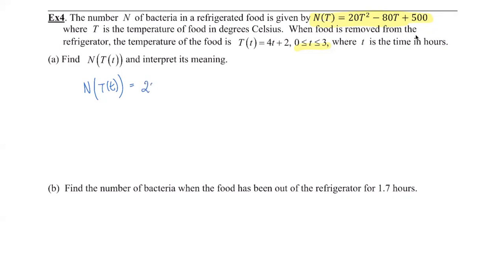So we say, oh yeah, 20 and then parentheses, square minus 80 and then parentheses again, and then plus 500. And what do we place inside the function right here? I'm going to color code this so you can see it better. So we say, oh yeah, we're going to put in the big T of t function. So there you go, you have 4t plus 2, and then 4t plus 2 here.